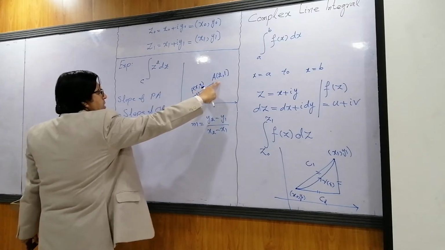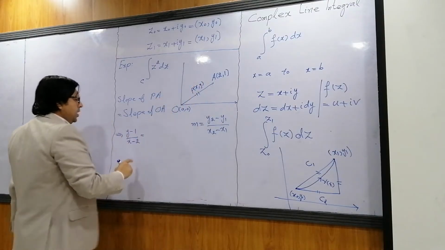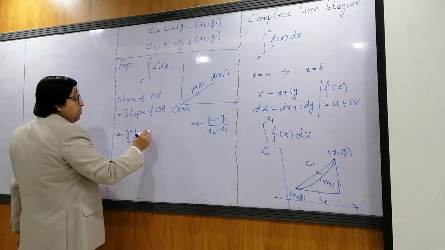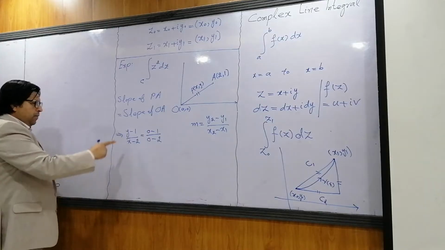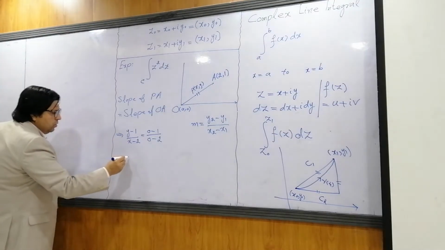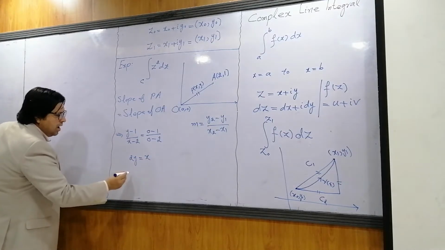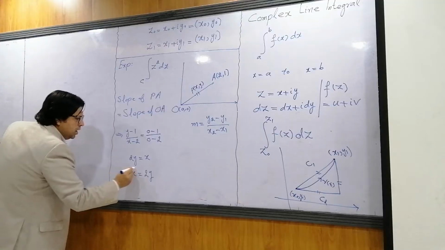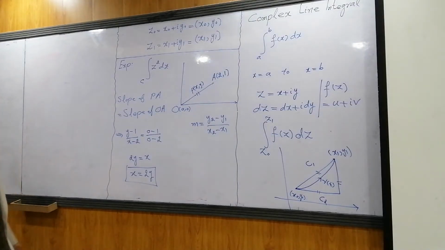For OA, again y2 minus y1 divided by x2 minus x1, so 0 minus 1 divided by 0 minus 2. If we solve this, we obtain 2y is equal to x, or x is equal to 2y. So this is the required curve, or equation of the straight line.